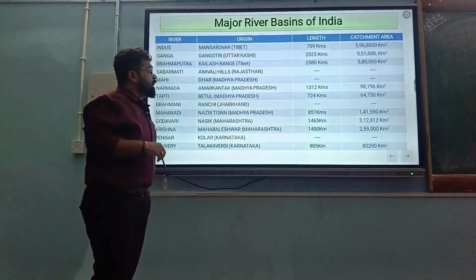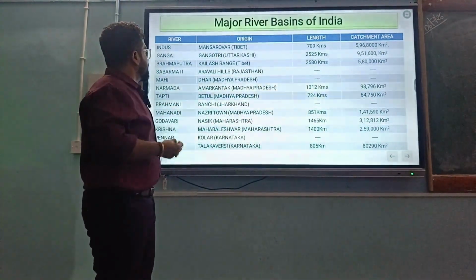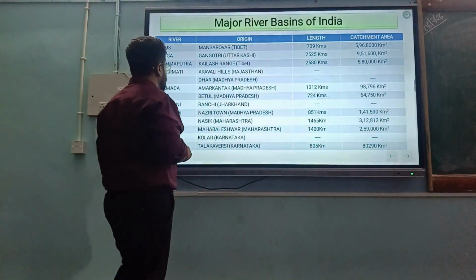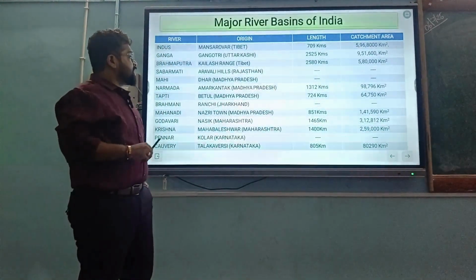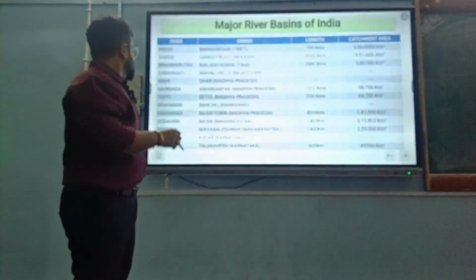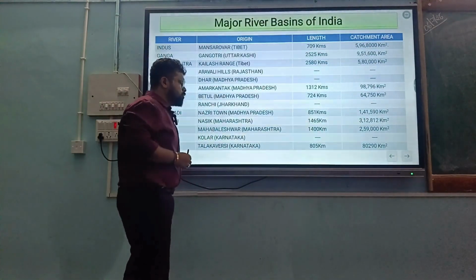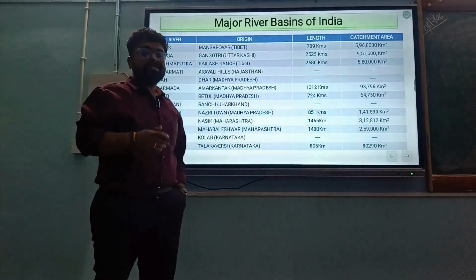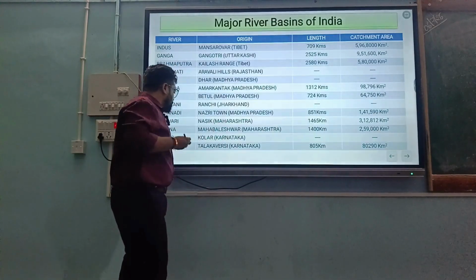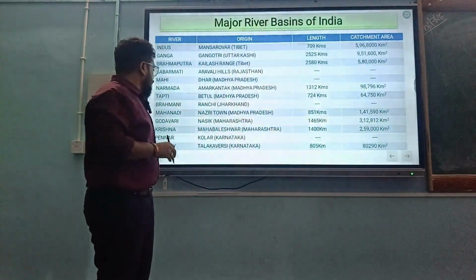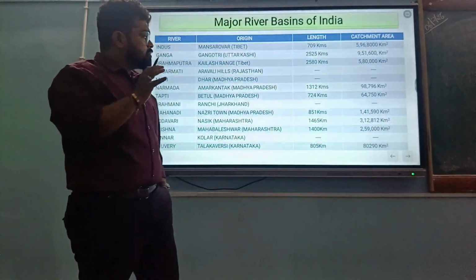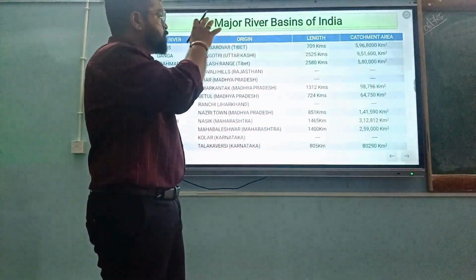The Sabarmati originates at the Aravali Hills in Rajasthan, the Mahi River in Dhar in Madhya Pradesh, and the Narmada River in Amarkantak, Madhya Pradesh. The Tapti River is in Betul, Madhya Pradesh, and the Brahmani River in Ranchi, Jharkhand. The Mahanadi River originates at Nazri town, Madhya Pradesh, and the Godavari at Nasik, Maharashtra. The Krishna River is at Mahabaleshwar, Maharashtra, the Pennar River at Kolar in Karnataka, and the Kaveri River at Talakaveri in Karnataka. These are the origin places of rivers, with their length and catchment area given here.